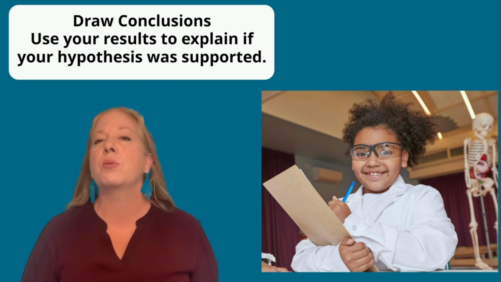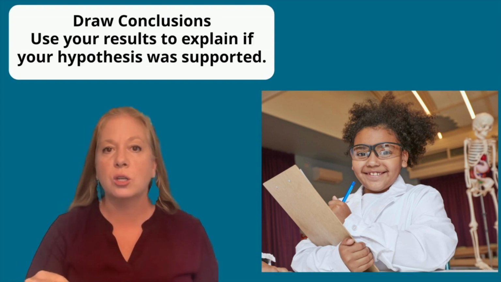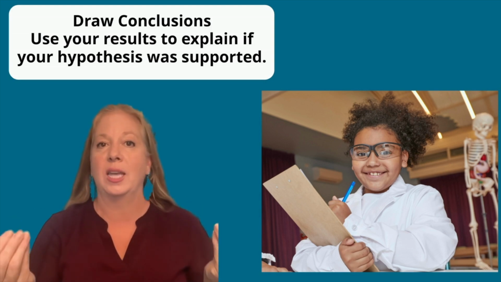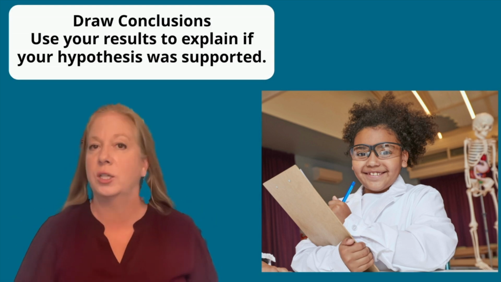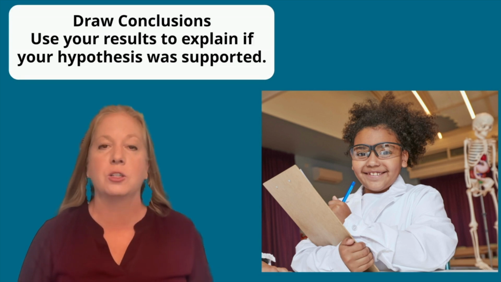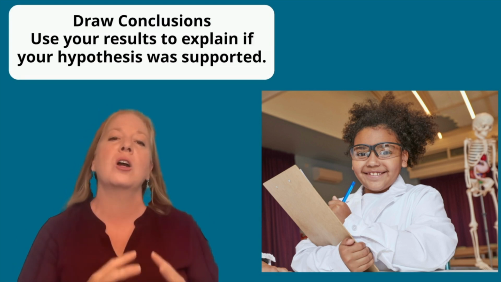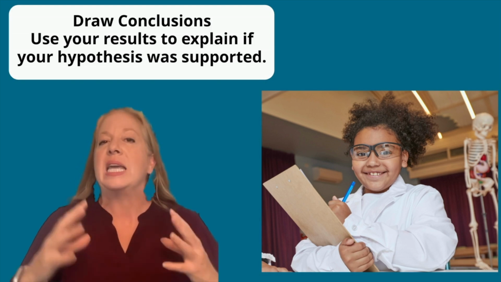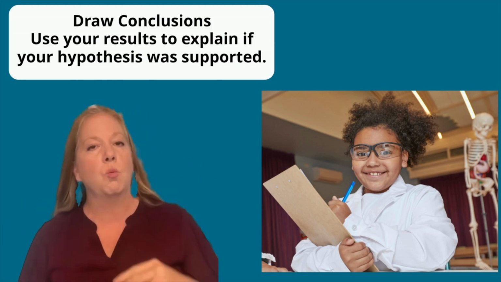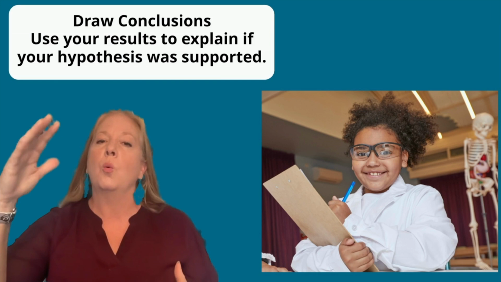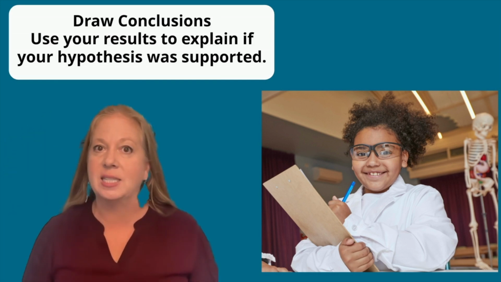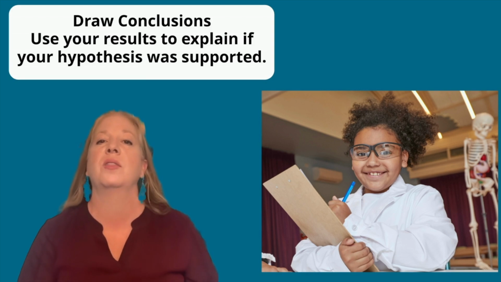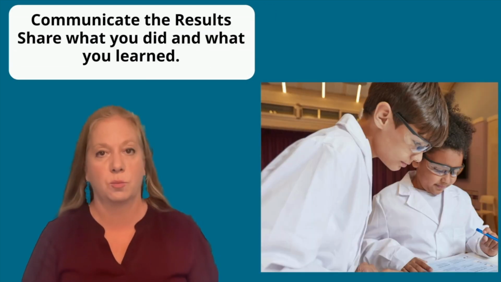Now, since Mia predicted that more salt would make the egg float, and that is what she saw in the evidence when she looked at her data and looked for patterns, she can say that her hypothesis was supported by the results. Now, if the opposite would have happened, where more salt would have made the egg sink and less salt, the egg would have floated, then she would have said that her hypothesis was not supported.